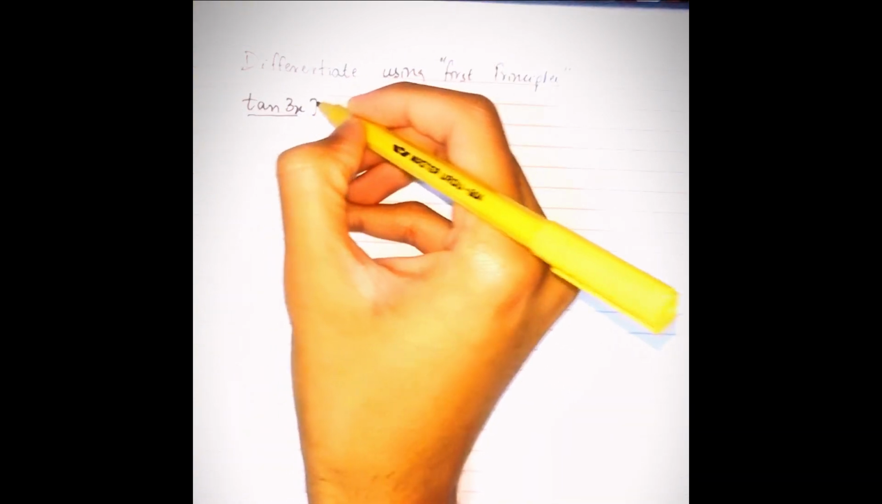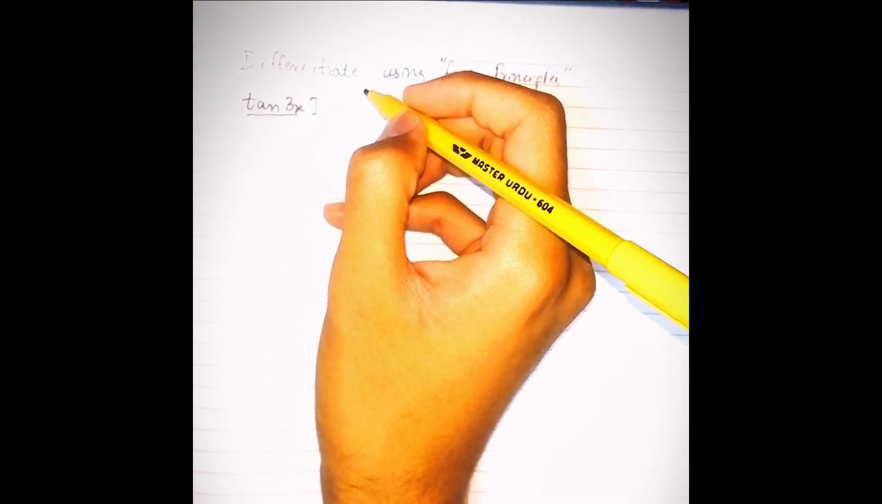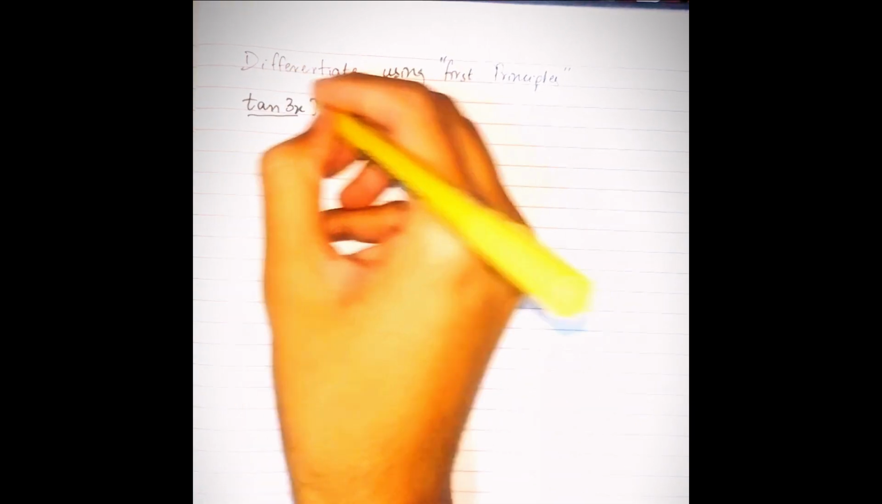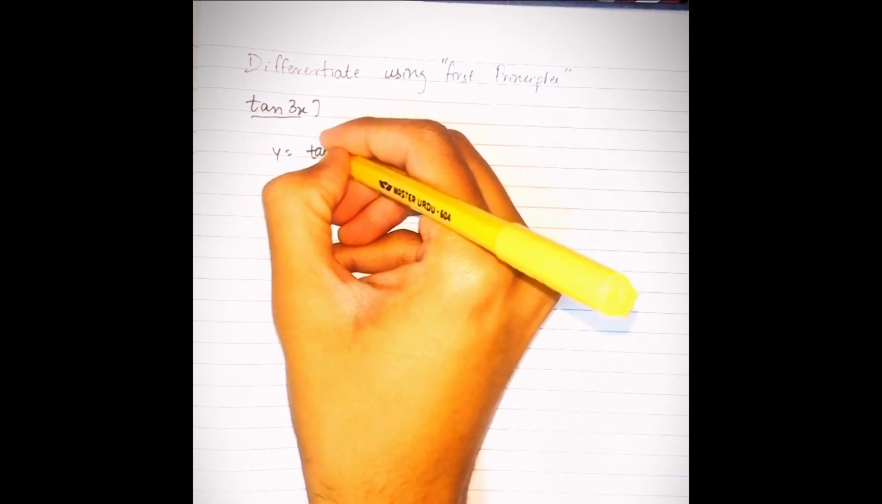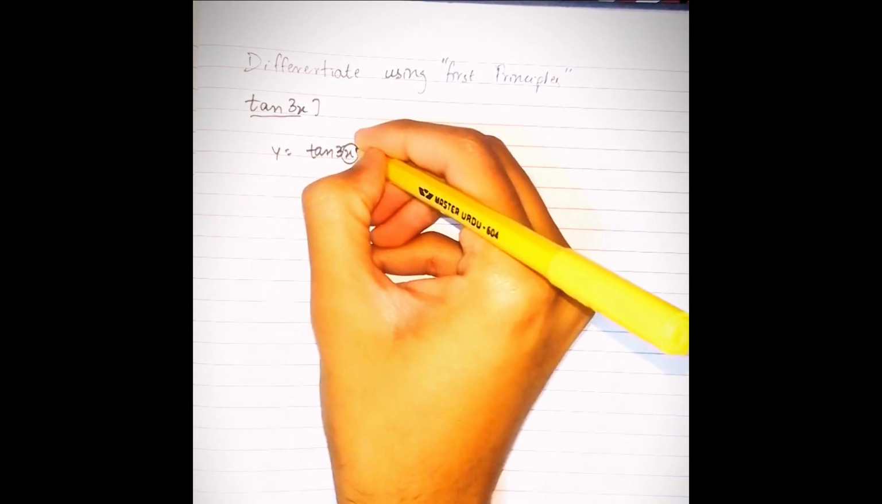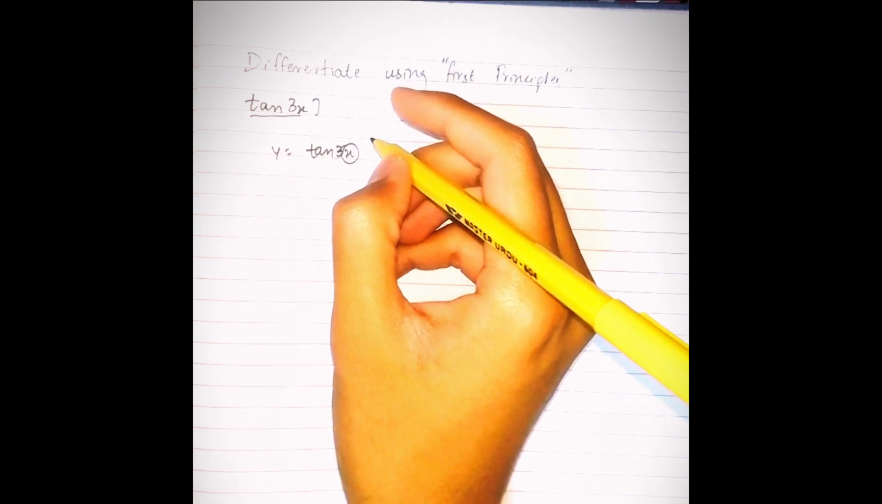Okay, so guys, in this video we have to differentiate using the first principle method, and in this part we have tangent 3x. So we know that in the first principle method, first of all we have to make this equation a function. So how can I do that? First of all, y is equal to tan 3x, and then I have to do the increment in my dependent variable as well as the independent variable.